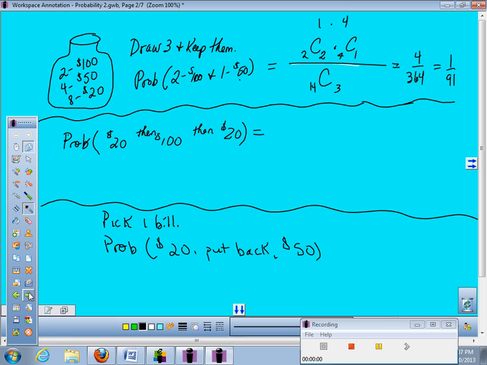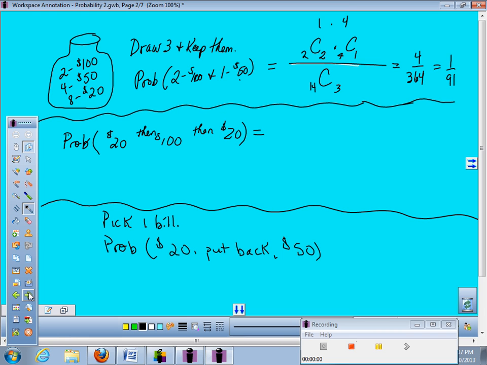So, same jar of money. But this time, the second one, I want to pick a $20 bill, then a $100, then another 20. What does that imply? There's order. I'm saying you have to pick them in that order. So therefore, can I do combinations? No. Basically, you do the probability of each one separately.